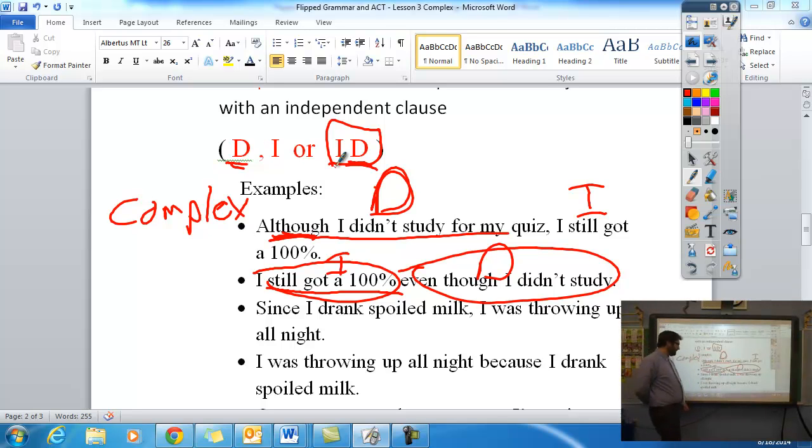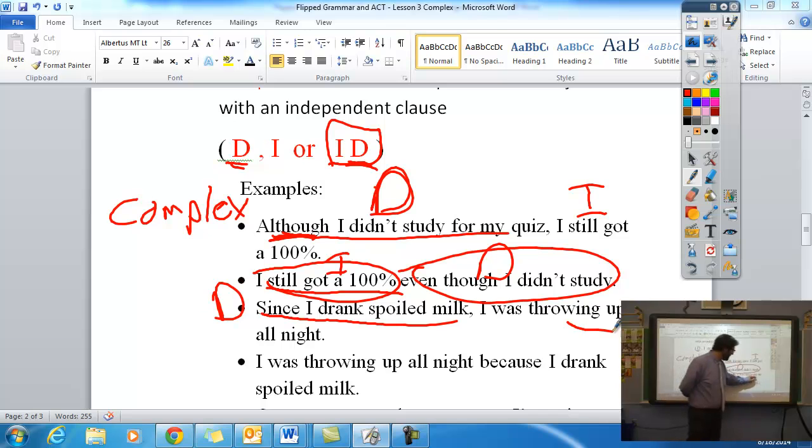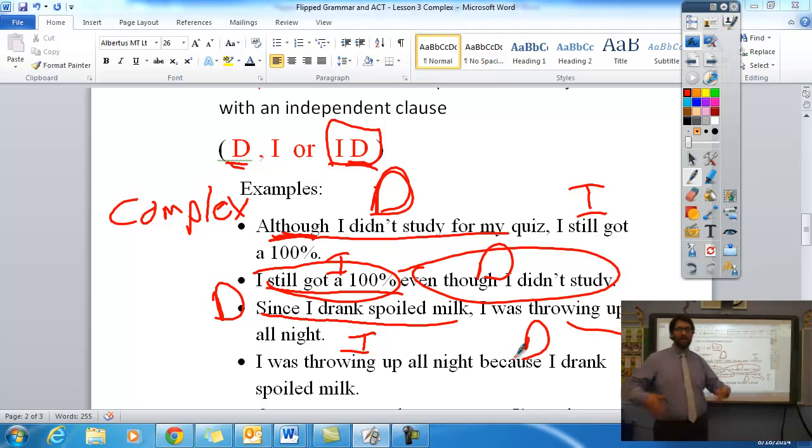How about another example? Since I drank spoiled milk. Dependent clause, right? Not a complete thought. Since I drank spoiled milk. That can't be its own sentence. So we've got ourselves a dependent clause here. So to make it a good sentence, we put an independent clause with it. Since I drank spoiled milk, I was throwing up all night. Right? Dependent clause. To make it a good sentence, we add an independent clause to go with it. And then the same thing here. Right? We can flip them. The independent clause can come first, and then we can have the dependent clause. And it still means the same thing.